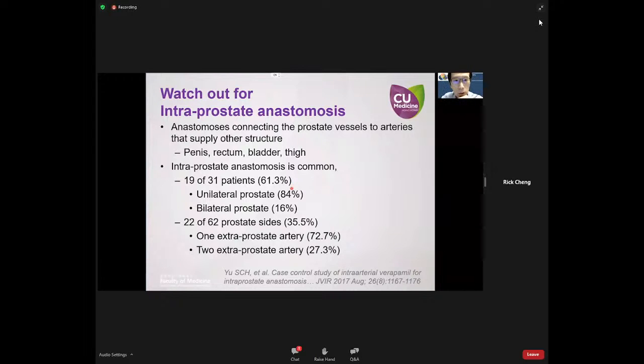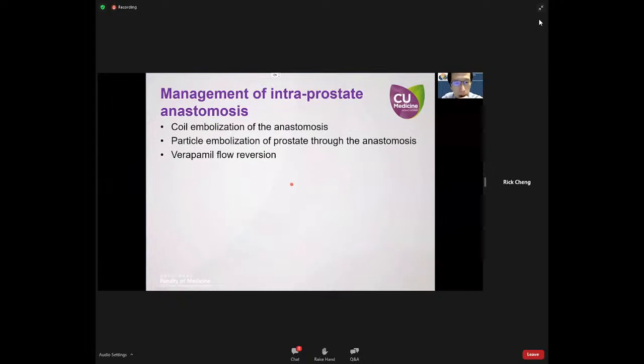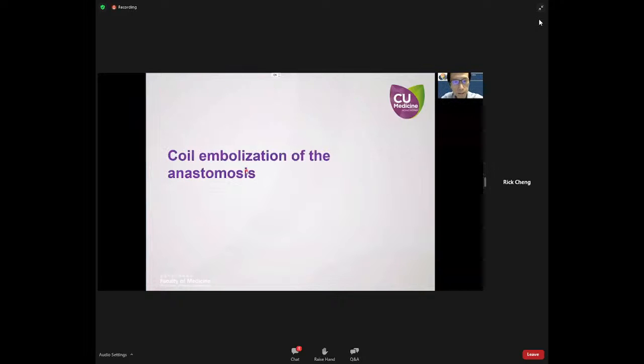So another point we need to look into is the intraprostatic anastomosis, which is not uncommon. We very frequently encounter those. There are different approaches to manage these cases. We can use coil embolization of the anastomosis, or we can use particle embolization of the prostate through the anastomosis. And we can also use a verapamil flow reversion technique.